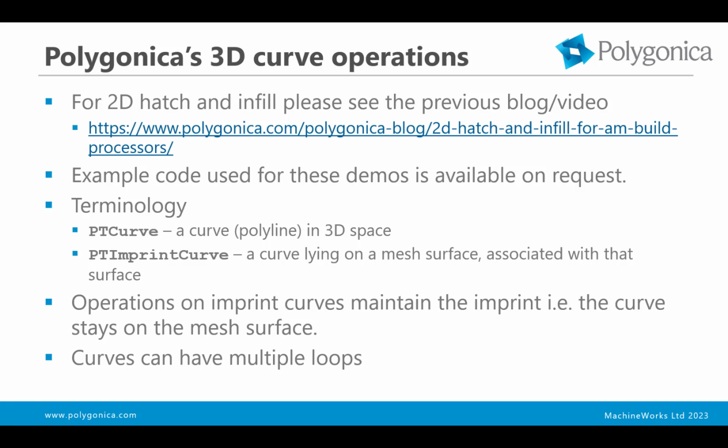And now some terminology. We're talking here about PT curves. So that's a 3D polyline in 3D space. And a variant of that is a PT imprint curve, which is a curve lying on a mesh surface associated with that mesh. So a lot of the operations that work on curves work on the imprinted form of the curve, which means they maintain the imprint as the curve is modified. So for example, if you're offsetting the curve, it offsets it across the surface. If you're smoothing the curve, it smooths it on the surface. And the other point to note is that curves can have multiple loops, so they can actually represent enclosed material, etc.